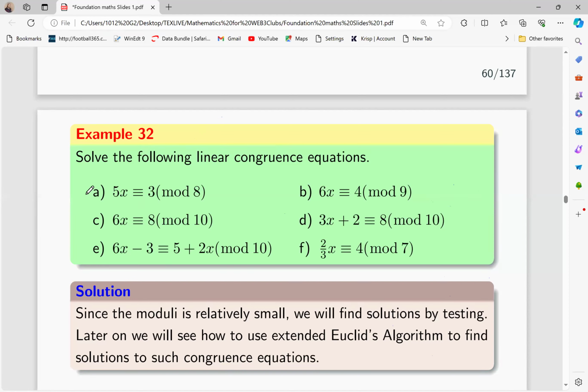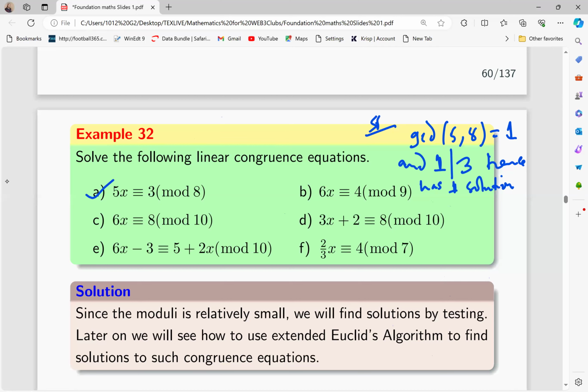Now let's do this part A, using the extended Euclid algorithm. The first thing, I will find the GCD of 5 and 8, which is 1. And check whether 1 divides 3. Of course, it divides 3. Hence, the equation has one solution, because the number of solutions is equal to the GCD.